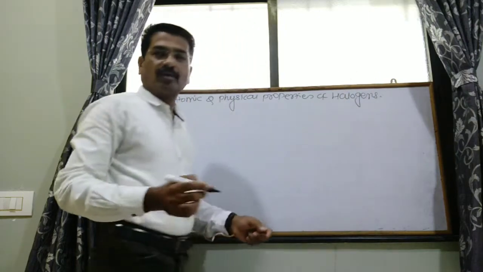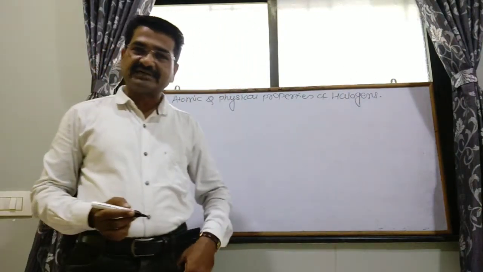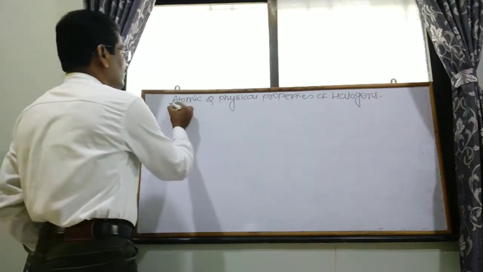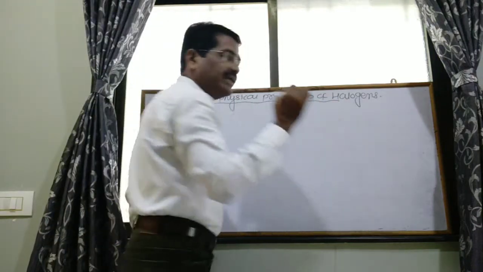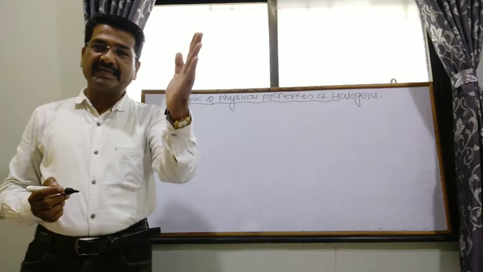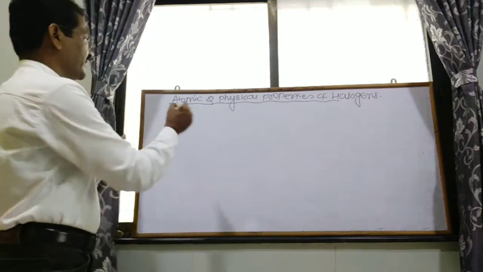Atomic and physical properties of halogens means G17 elements. So the first property is atomic and ionic radii.